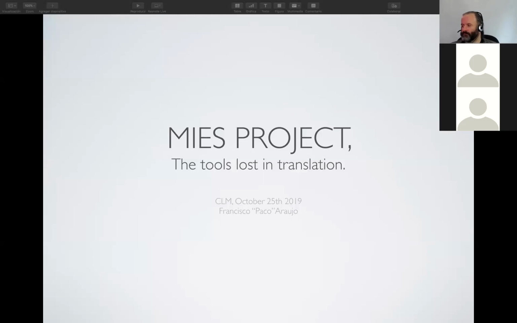Good morning. My name is Paco Araujo. I'm from Monterrey, Mexico, in the north of Mexico. I want to present this. It's called MIES Project. It's not an English word. It's translated to harvest, but in Spanish, I think it was meant to be in Spanish. So it's the tools lost in translation.